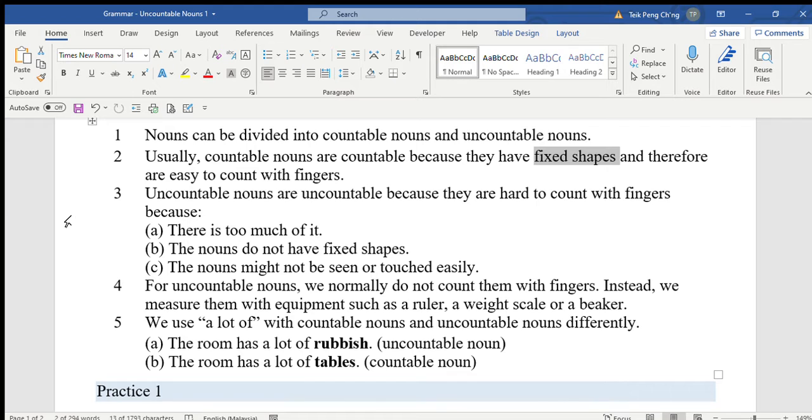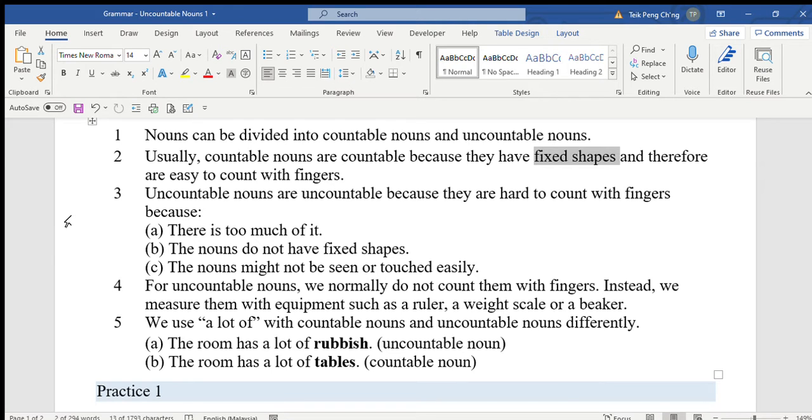Okay, and then C. The nouns might not be seen or touched easily. Okay, so kalau kata nama tersebut tak boleh dinampak atau disentuh dengan senang, so they are considered uncountable. For example, air, udara, okay, or smoke, atau asap, okay, so they are not seen or touched easily, so they are considered uncountable.